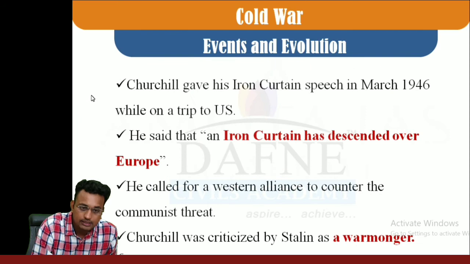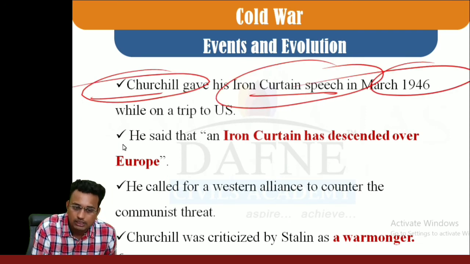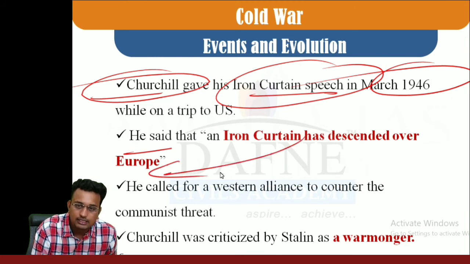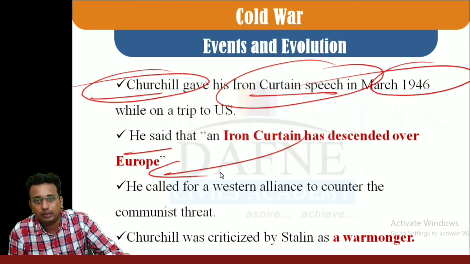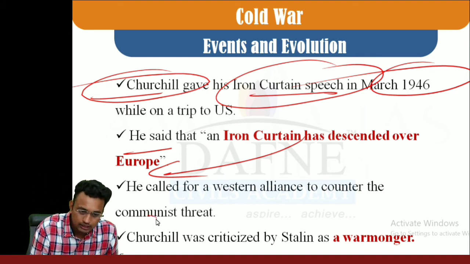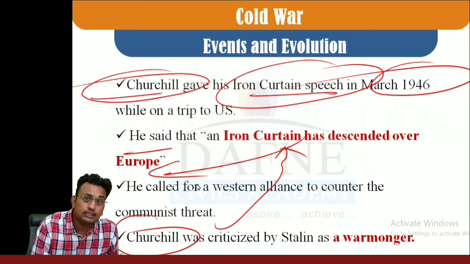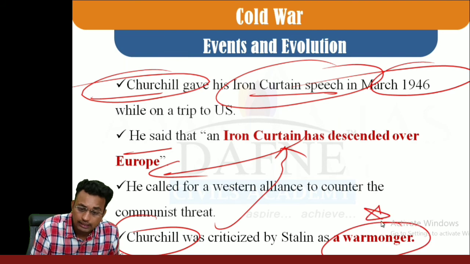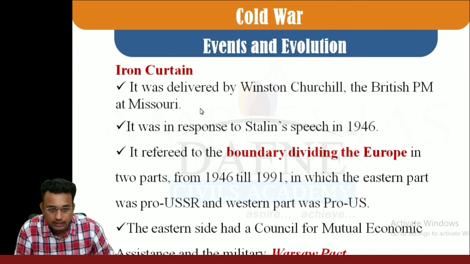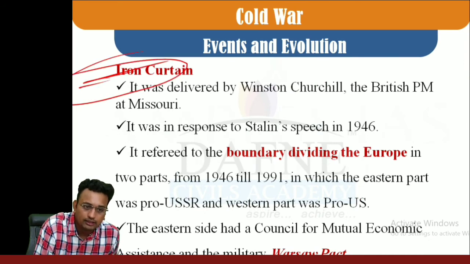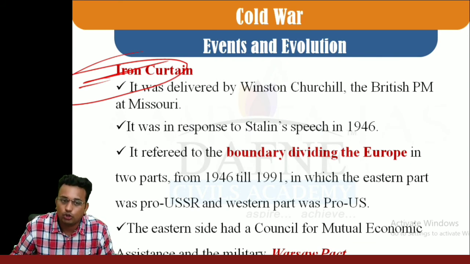Okay. And contrary to this, Churchill gave his famous Iron Curtain speech in 1946, where he said that now an Iron Curtain has descended over Europe. This is the beginning of the clashes between USA and USSR. Because of this statement, Churchill was criticized by Stalin as a warmonger. Churchill was called a warmonger by Stalin. Okay. So the most significant event, the Iron Curtain: we have to see the Iron Curtain descending, the Iron Curtain ending and all, in your Cold War events.